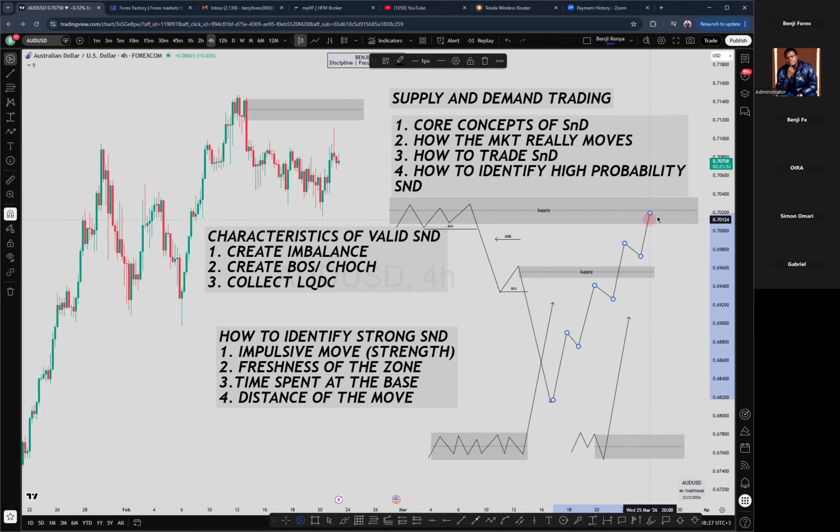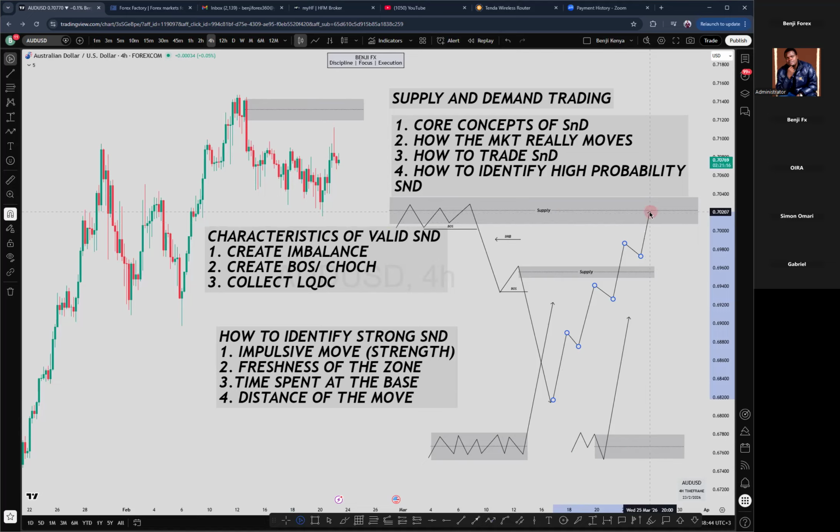Okay, so we're going to see how to actually take a trade when the market comes and taps into our supply area or our demand area. How can we approach this market now? Because we want to hit the buy and the sell button, but for us, because it's a supply, we want to hit the sell button.